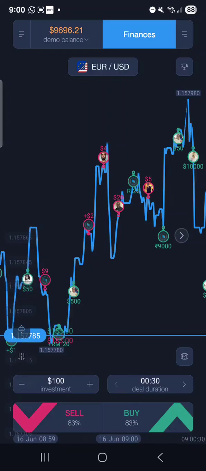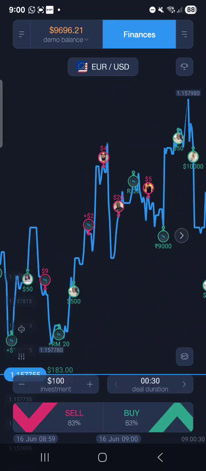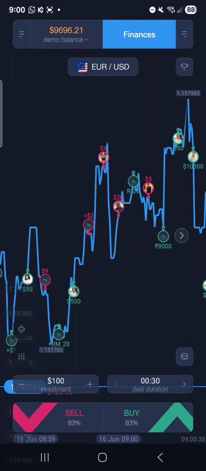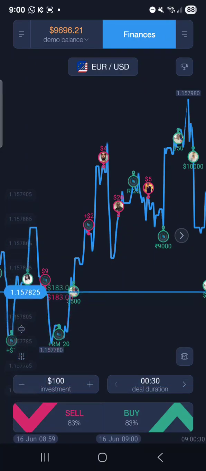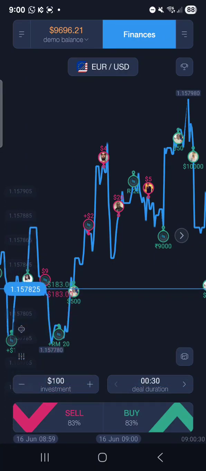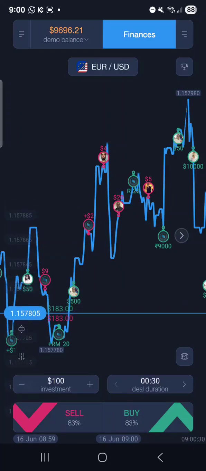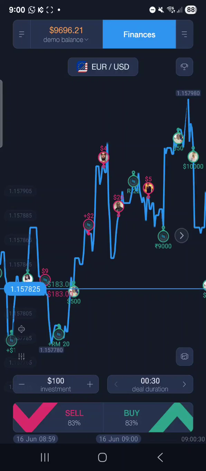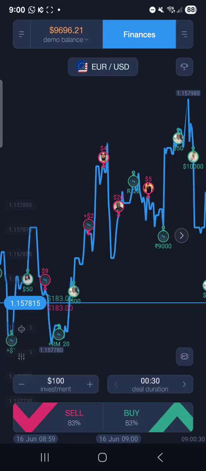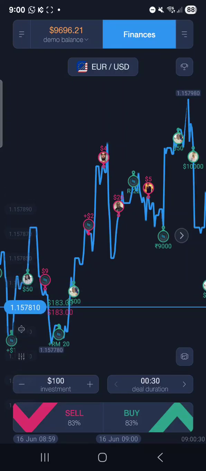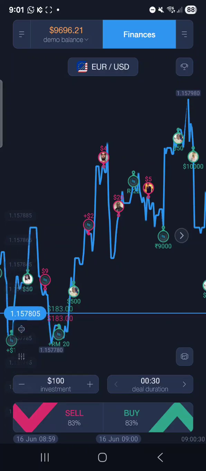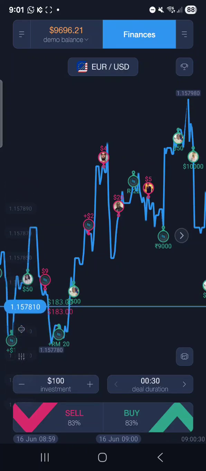Then when you have registered and created an account, you can go to Play Store and download Expert Option. Just search for Expert Option, download it, and then you can log in to your account. Now if you log in to your Expert Option account, this is the first thing you will see. This is what the Expert Option interface looks like. So I'm going to explain what the interface is to you and how to simply execute a trade using Expert Option.